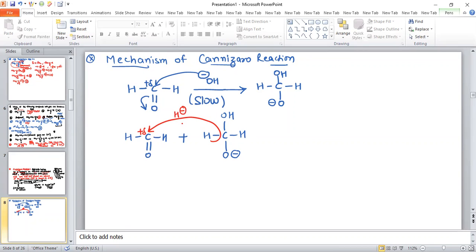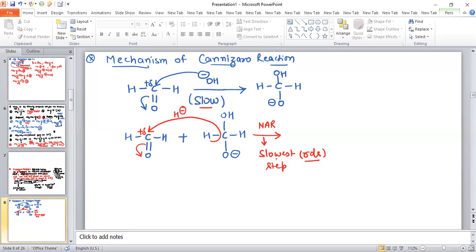When this H minus attacks this carbon, 5 bonds would be formed, so at the same time this bond will break on the oxygen atom. After the hydride shift, this step is again a nucleophilic addition reaction because H minus is a nucleophile, and this step is the slowest step. The first step is slow, but this step is the slowest step, and the slowest step is the rate determining step, which is RDS.